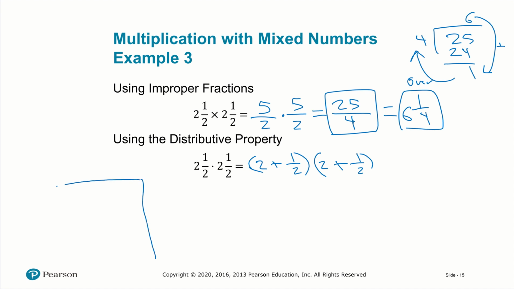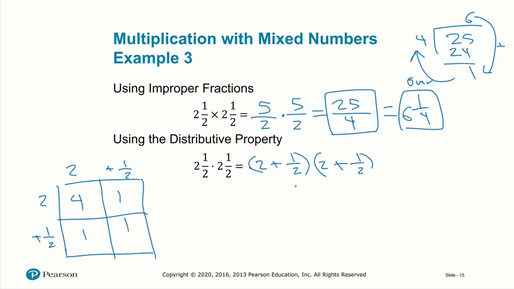I want to remind you about my favorite way of multiplying when you have more than one term involved. Just do it using a table. Really, really fantastic. So 2 times 2 is 4. 2 times a half, that gives me 1, right? 2 times a half again is 1, and 1/2 times 1/2 is 1/4, right? So watch, we get 4, 5, 6, and a quarter.